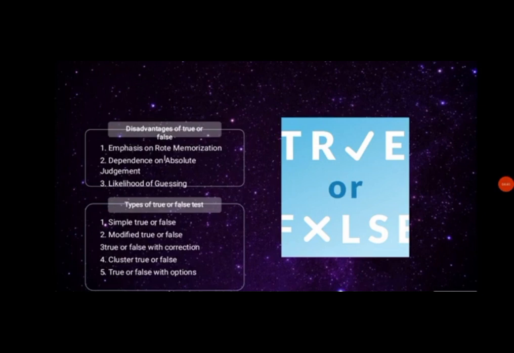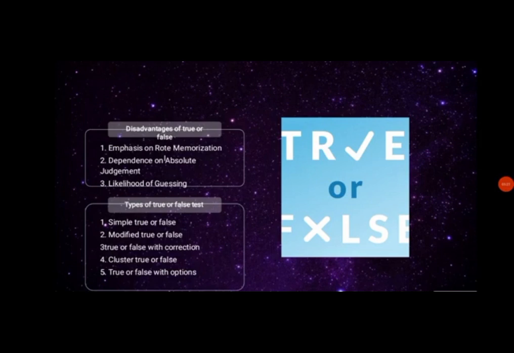Yung dependence on absolute judgment naman, the true or false test presumes the dichotomous word where things are either a falsity or truth, and the possibility of intermediate values are not easily admitted. Although most facts are not entirely true or false and still require qualification, it is unfair to ask the student to guess at the teacher's criteria for the evaluation of the truth or falsity of any statement.